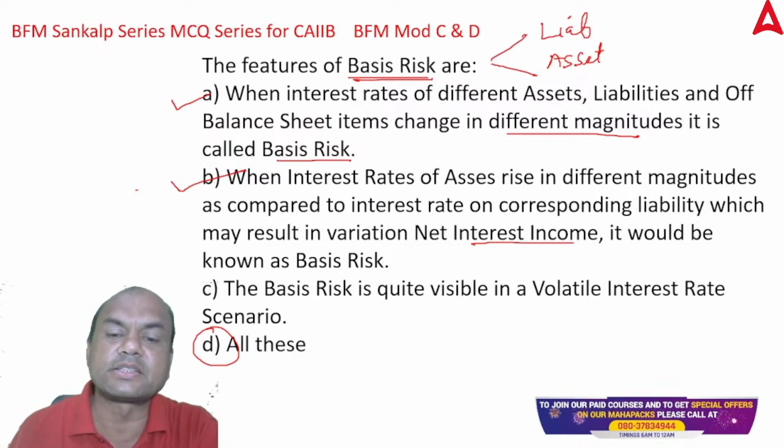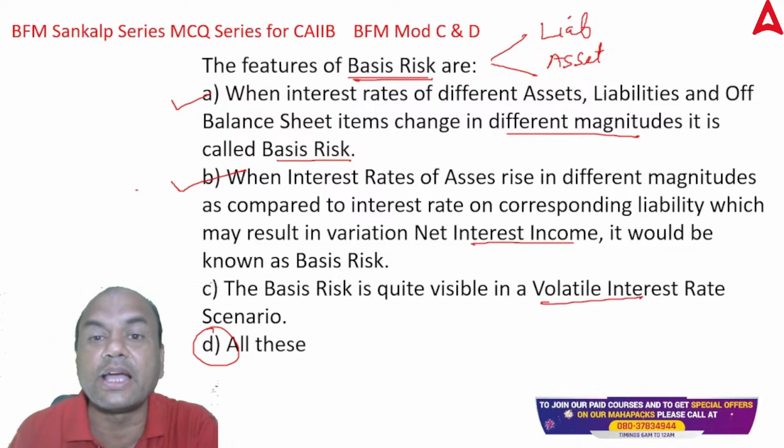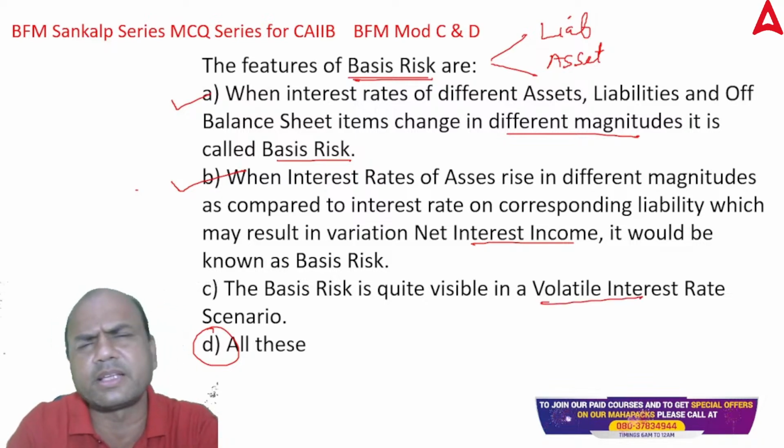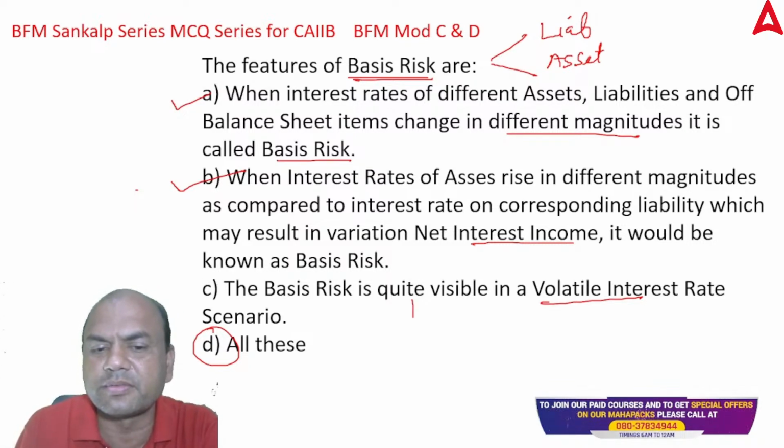So the basis risk is quite visible in volatile interest rate scenario. Obviously, volatile means high changing interest rates, very high changing. Okay. Right now in the US, the same thing is happening. If you check the USA, they are facing the same crisis now, volatile interest rates.